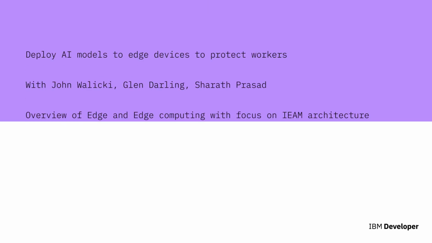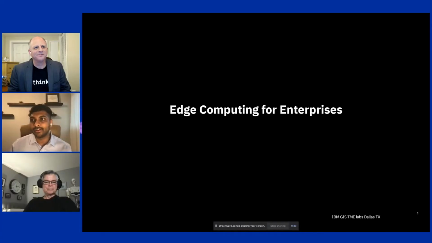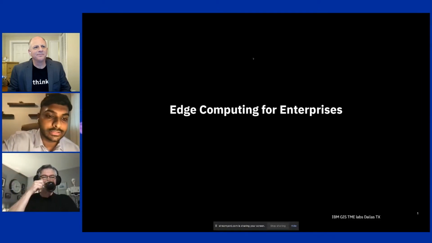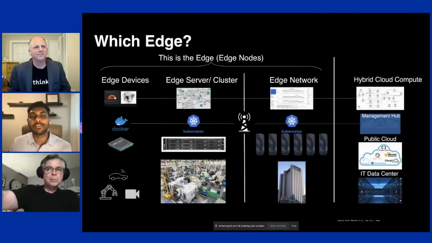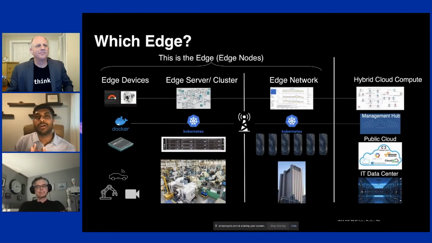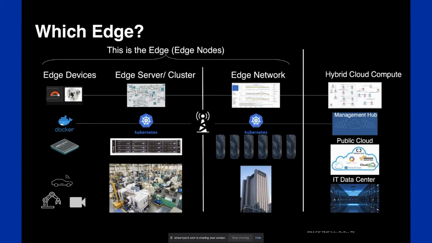Right, so we'll talk about edge computing for enterprises. If you go to the next slide, okay, right. So when we talk about edge, it can really be one of three different types of edges. It can be an edge device, or an edge server, or a network edge. So it could be the enterprise.